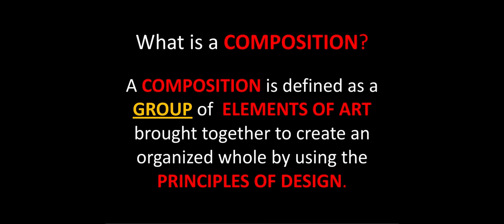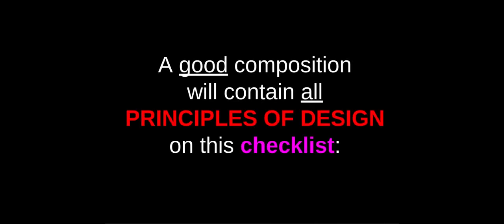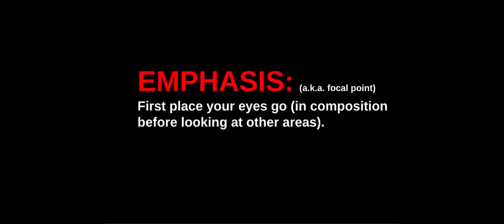Before we go forward, we need to understand what a composition is. A composition is always a group of elements. What are elements? Line, form, shape, value, texture. Remember those? A group of those brought together to create an organized whole. If it's not a group of those, then you do not have a composition. So a good composition will contain all the principles of design on this checklist. And so we're going to look at those first three.